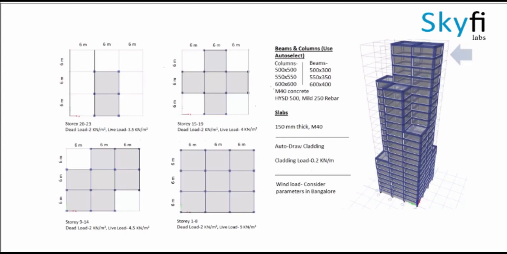Hi there. We are going to do tall building design using ETABS, considering wind load parameters in Bangalore. By looking at this figure, we can see the various beams and columns that have been given, and we have to use the auto select option for both beams and columns of various sections, considering M40 concrete, HYSD 500 and mild steel 250 rebar. The slab is 150 mm thick, and the various sections and grid lines as shown in the figure have to be constructed.